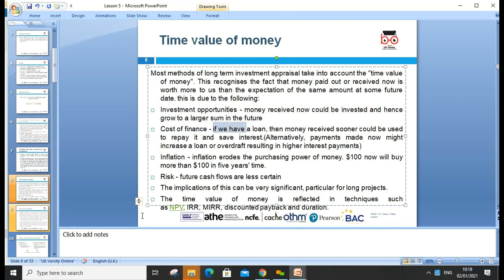Always keep in mind, if you borrow the money, how much interest you have to pay. The money received sooner could be used to repay it and save the interest. So that's what we can do. Inflation.